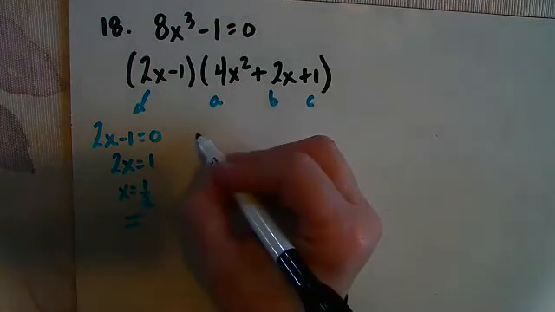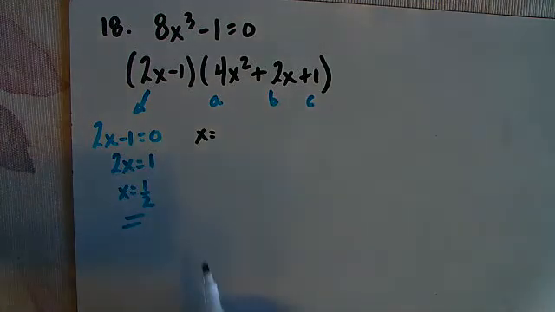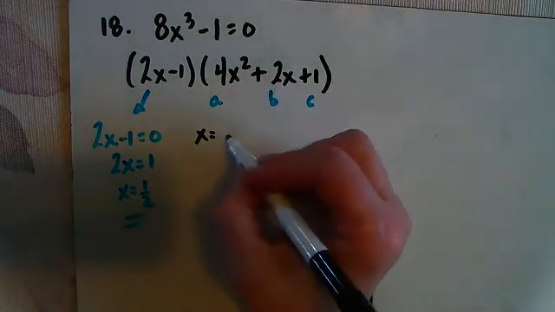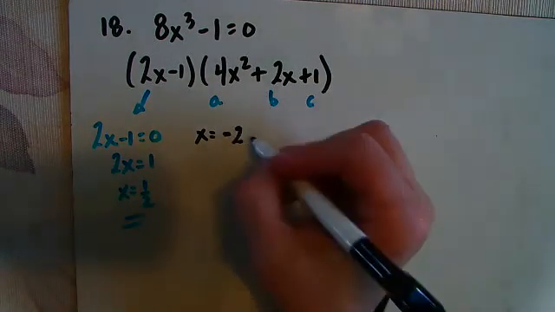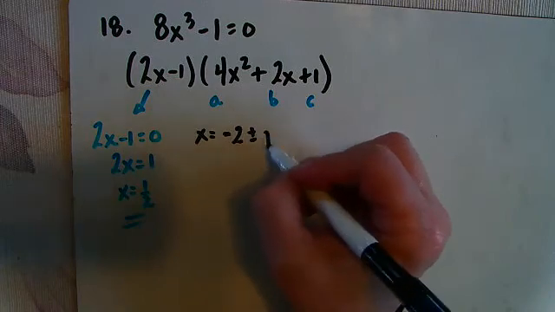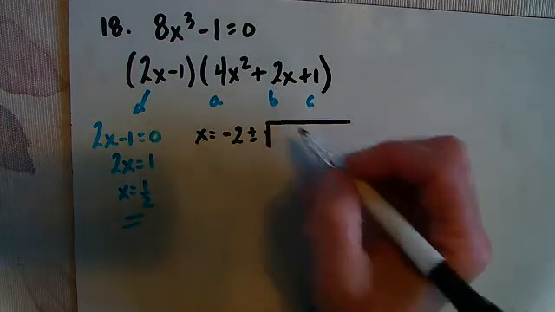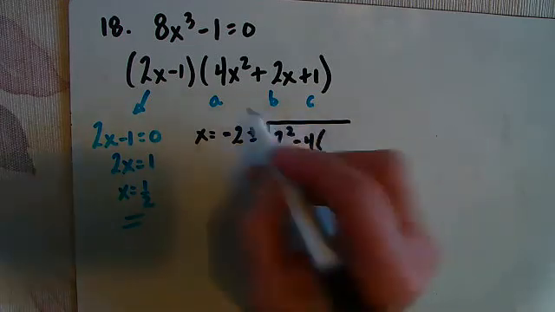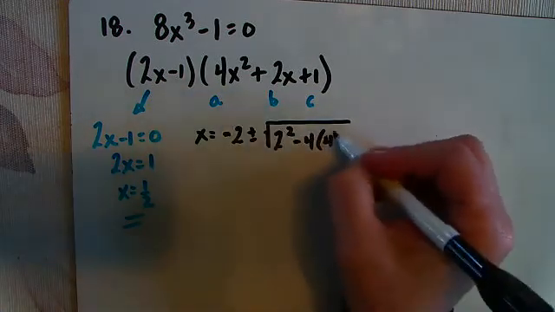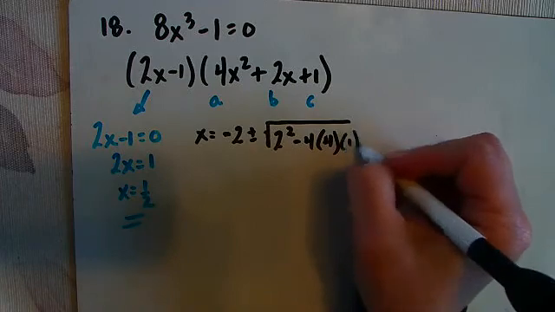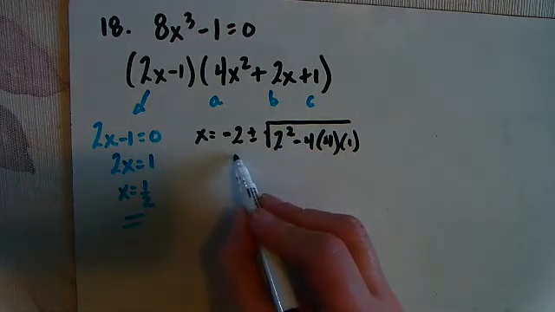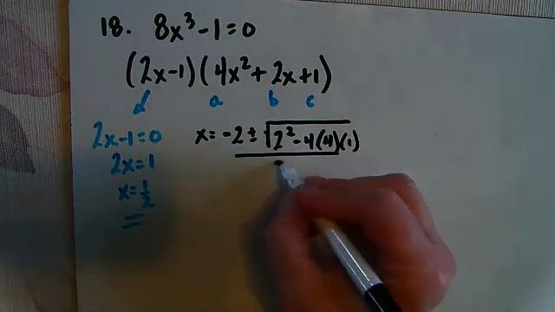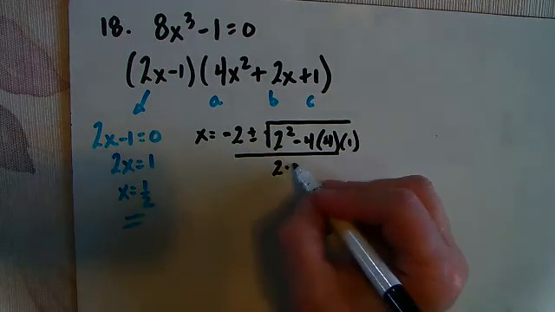So we've got x equals, we need the opposite of b, so that's going to be -2 plus or minus the square root of b squared, so 2 squared minus 4 times a, which is 4, times c, which is 1, all over 2 times a, which is 4.